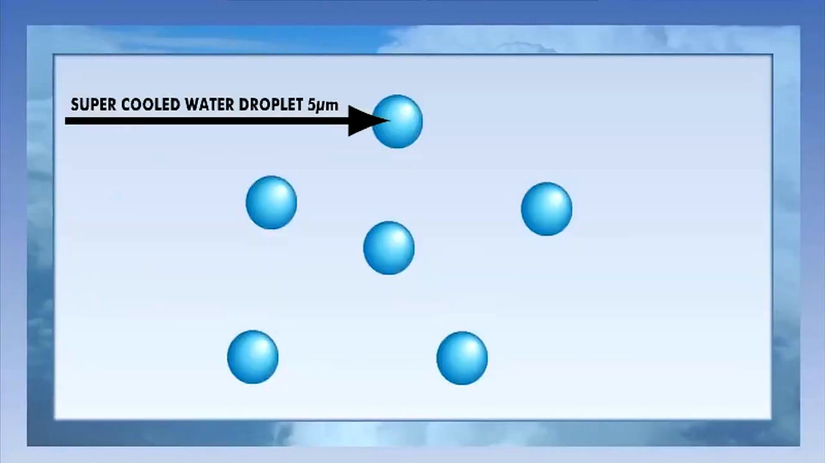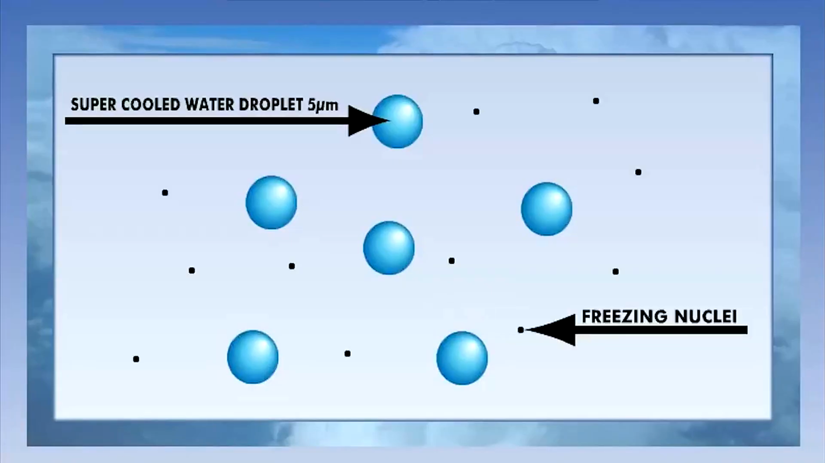Aircraft icing occurs because of the presence of supercooled water droplets in the atmosphere. Supercooled water droplets are water which is in a liquid state even though the temperature is below 0 degrees Celsius. This happens due to the absence of freezing nuclei. Freezing nuclei usually consist of particulates such as salt, dust, pollen or smoke particles.